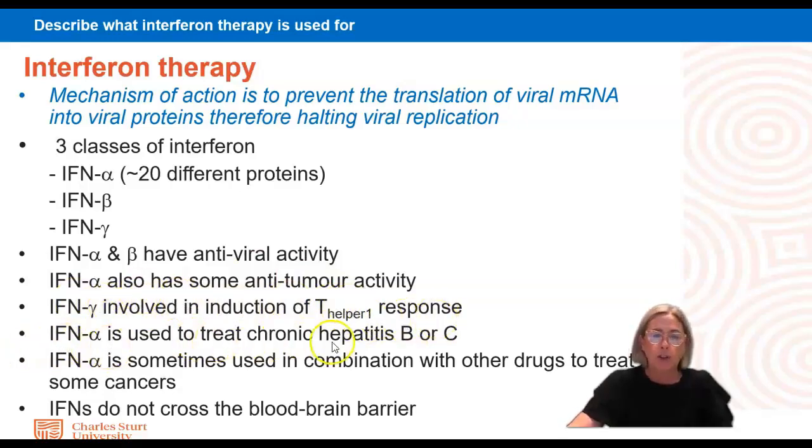Interferon alpha is used to treat chronic hepatitis B or C infections, and interferon alpha is sometimes used in combination with other drugs to treat some cancers. Interferons themselves do not cross the blood-brain barrier, and that can be an issue. If you have a viral infection of the central nervous system and you wanted to treat it with an interferon, it wouldn't be able to cross.